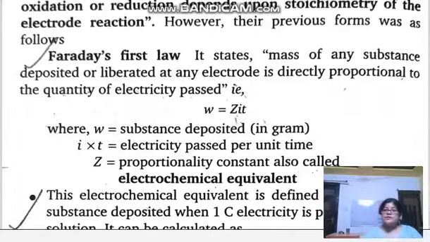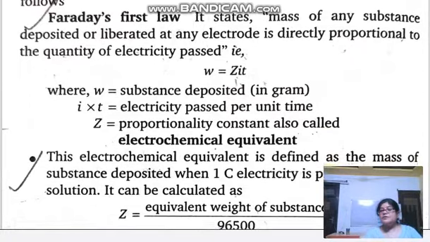Okay, so in the same way, Faraday decoded that the mass of any substance collected at the electrode is directly proportional to the quantity of electricity passed. So W means the mass deposited, and Z is the equivalent, known as the electrochemical equivalent. This is the proportionality constant, and it depends upon I, the electricity passed per unit time, and T, for how much time the electricity is passed. So the relationship W is equal to ZIT is very important.